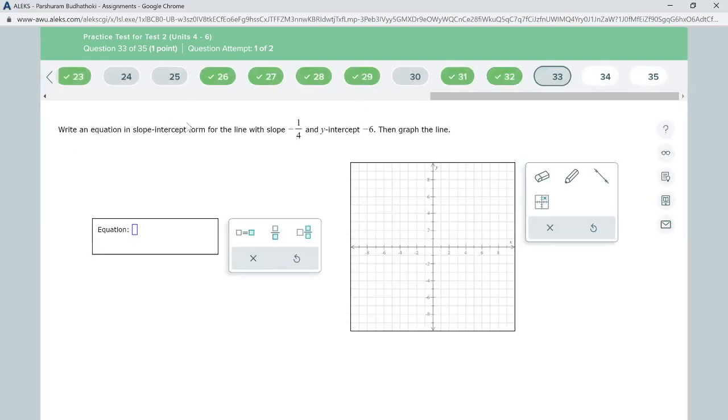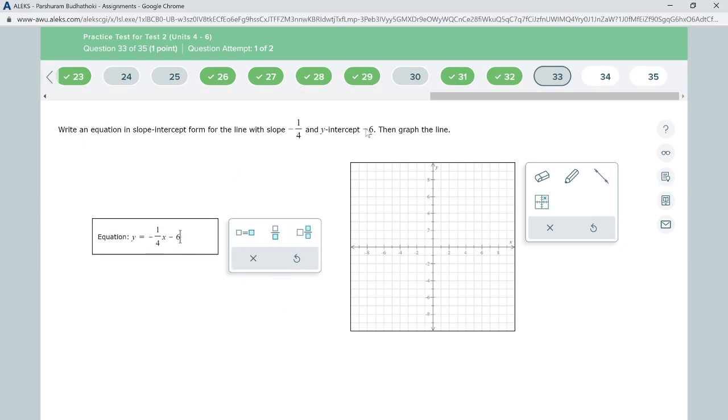Write an equation in slope-intercept form for the line with slope negative 1/4 and y-intercept negative 6. So the equation is, if you remember, y = slope, which is negative 1/4, x plus the value of the y-intercept, which is negative 6. So plus times minus is minus 6. That's your equation.